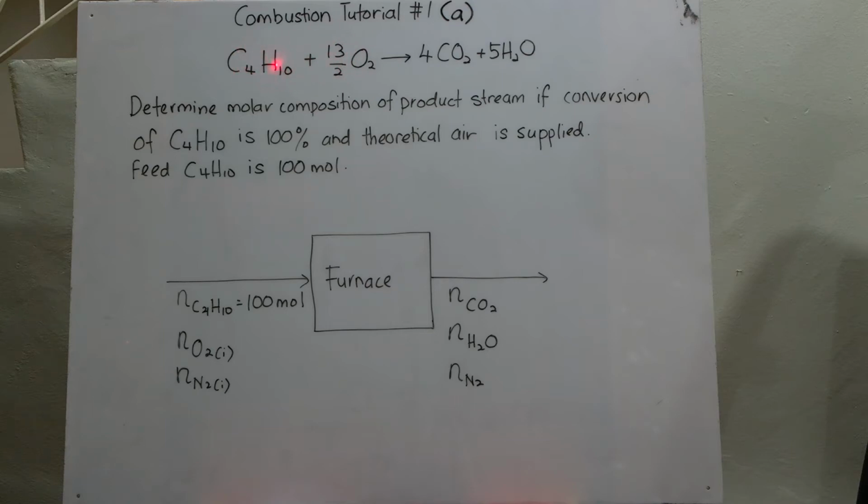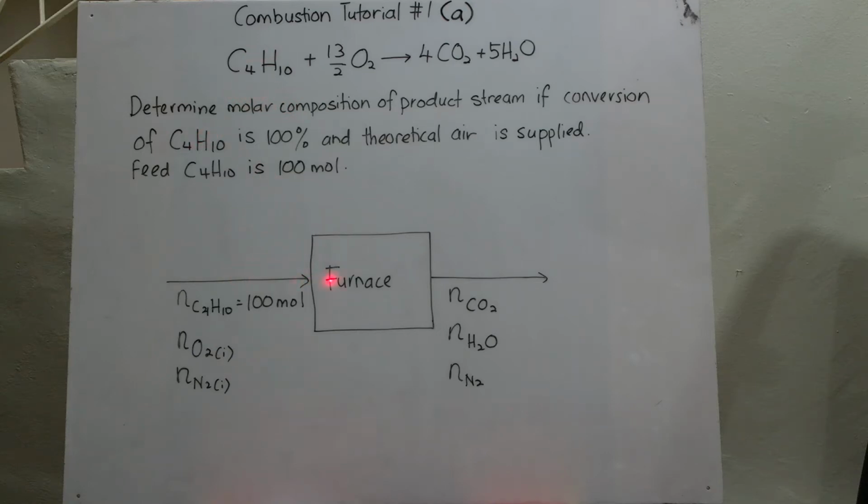So 100% of butane will be used, and theoretical air, oxygen, all will be used because it's theoretical, producing carbon dioxide and also water according to stoichiometry because it's theoretical. Okay. So the feed given, or basis of our question, is 100 mole. So let's plot this question into a process flow diagram.